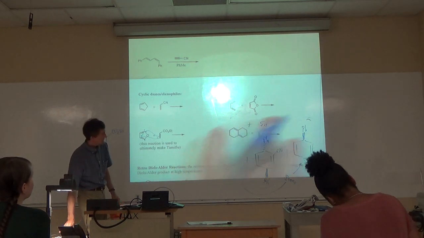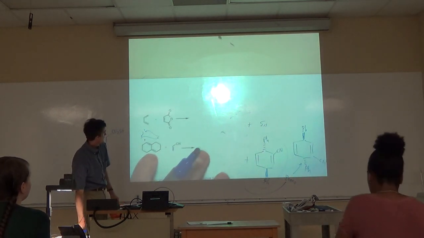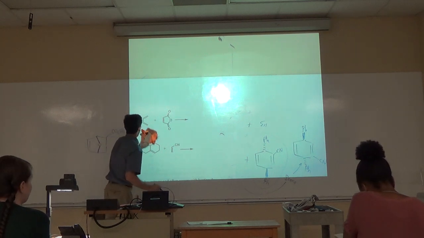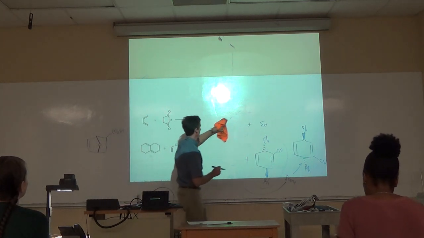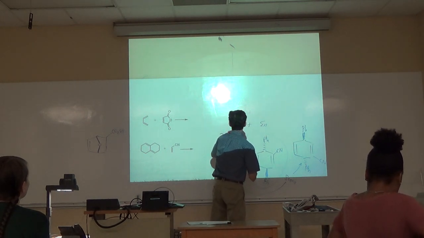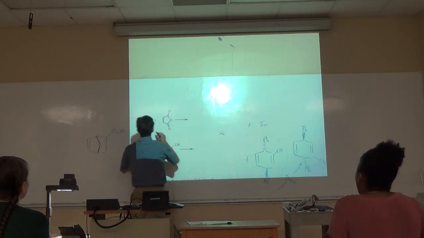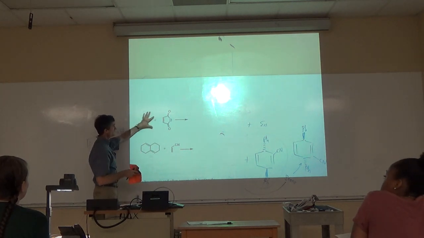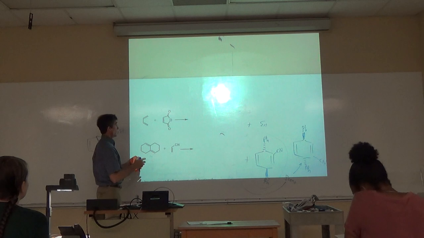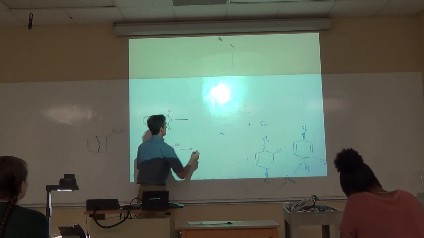What do we have over here? Over here we have the diene is cyclic. Do we have to worry about flipping this over? No, this is symmetrical. They're both symmetrical. You can flip it over if you want. You're going to get the same thing.